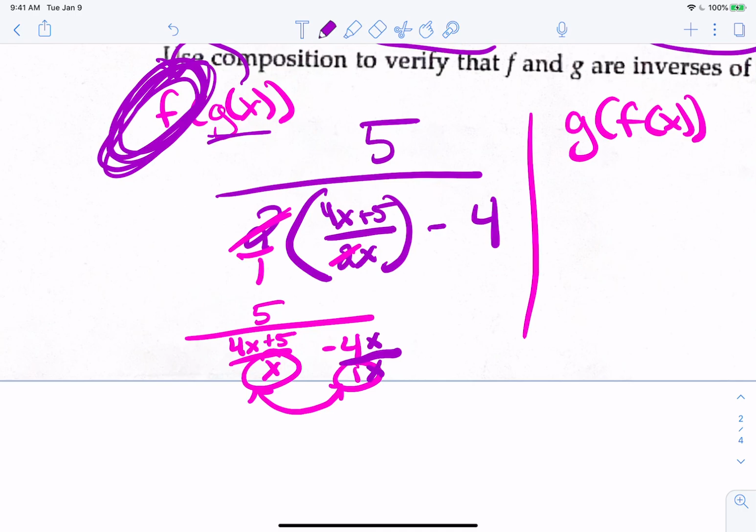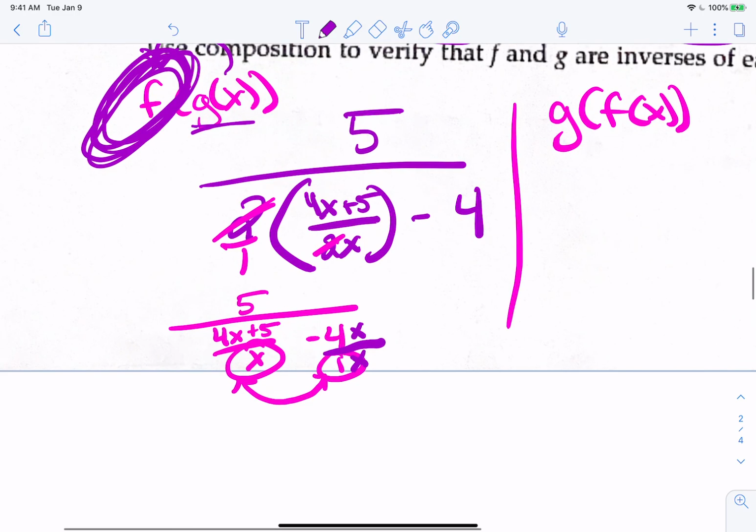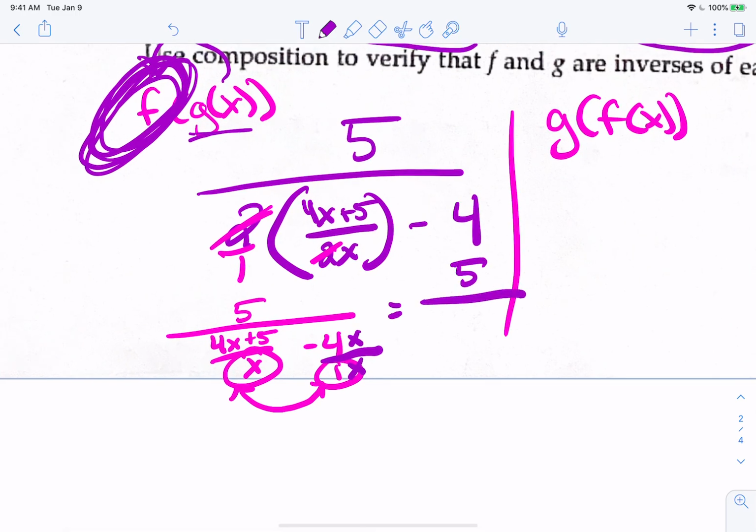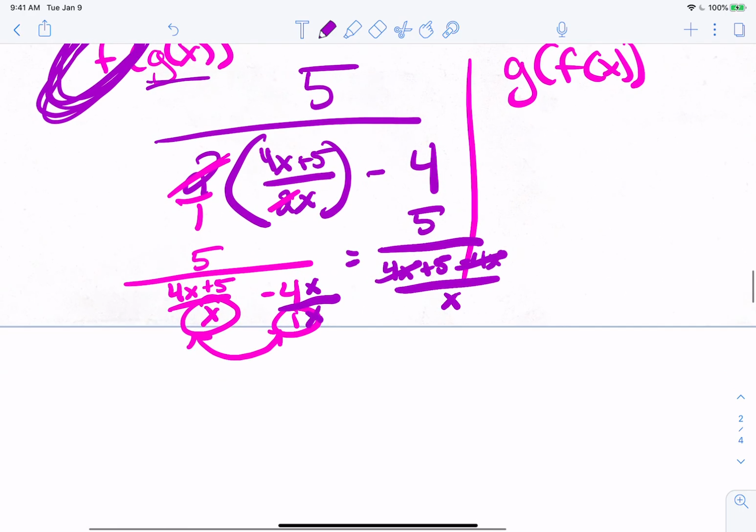Does that make sense? So on the bottom part now I have 5 over, and I can put them all under one roof. I have 4x plus 5 minus 4x all over x. Can't you cross out the 4x? Yes. 4x minus 4x will go away. We're getting closer. So I'll go slow. 5 divided by 5 over x. That's all we have now. Okay, now what do we do?